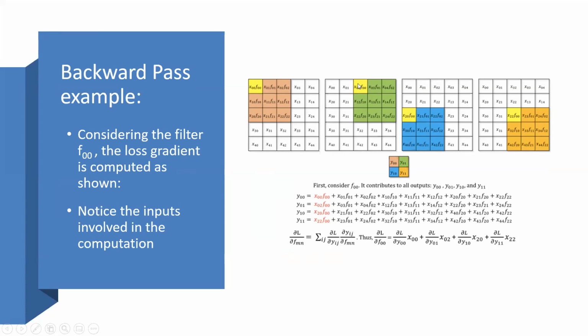So it's the same when you move to the second. This is another example, f22. You can see that it contributed to producing all the outputs, and so we just do a summation of the multiplication of the loss gradients with the inputs that the filter was convolving at to produce that specific output.